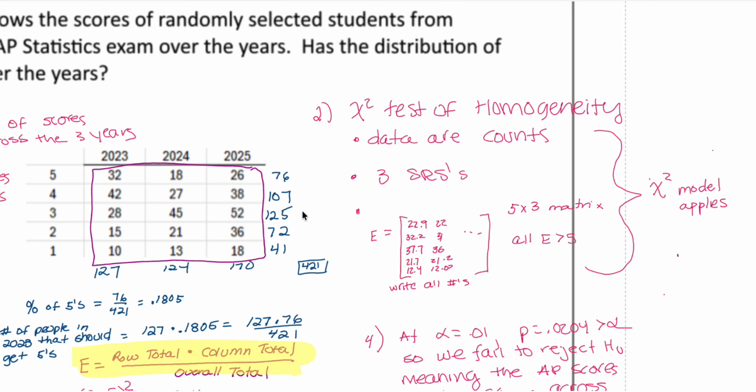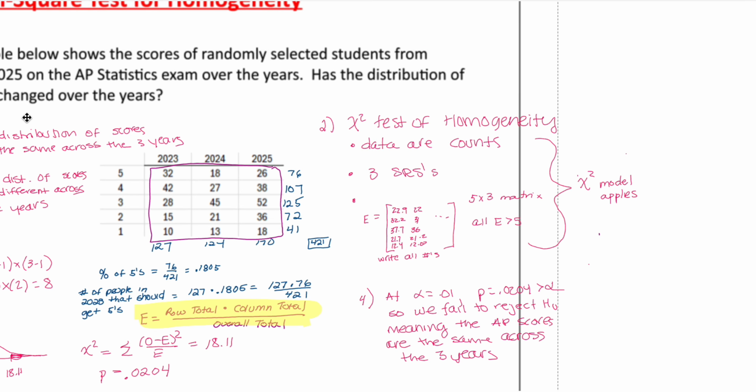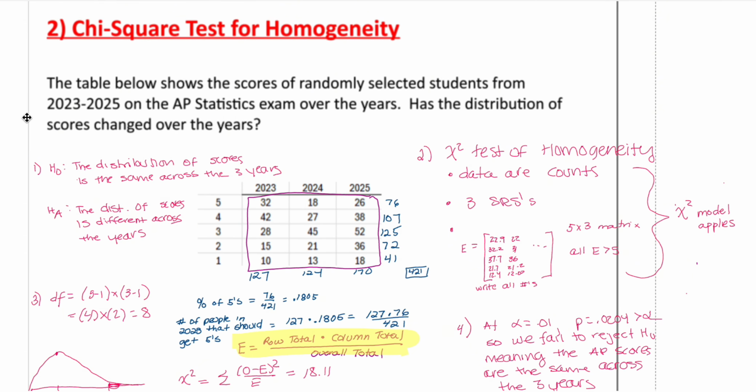First, as always, we have to state the name of the procedure, what we're doing in here. We're doing a chi-square test of homogeneity. And let's check the conditions. First of all, are the data counts? In other words, are the data categorical? It is. You cannot score 4.5 on your AP test. You can only score 4 or 5, or 3, 2, 1. Therefore, data are counts. There's no intermediate value. Are those 3 samples all simple random samples? It is.